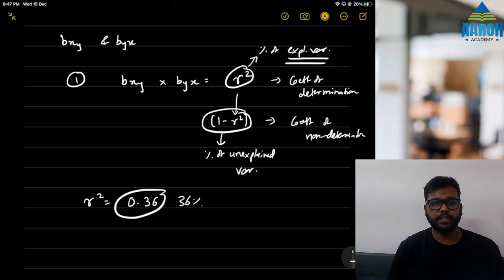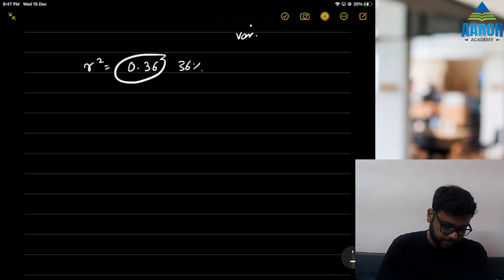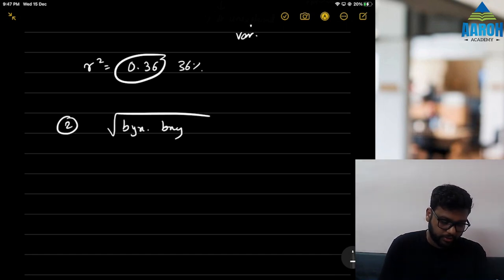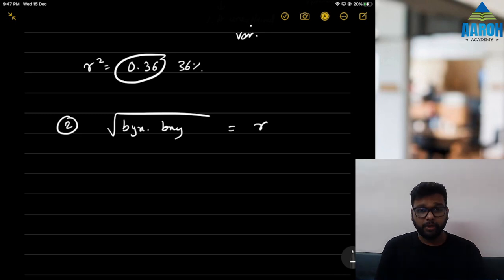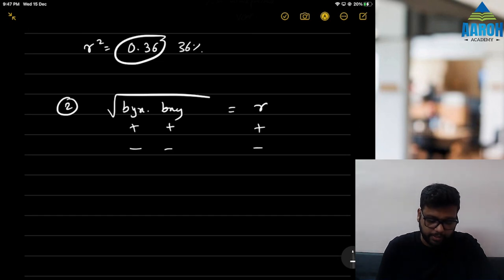64, correct. 1 minus 0.36, so 64%. Fine. If we take square root of byx bxy, then we get r, obviously. But when is r positive and when is r negative? When both are positive or when both are negative? Correct. When both are positive, r is positive. When both are negative, r is also negative.